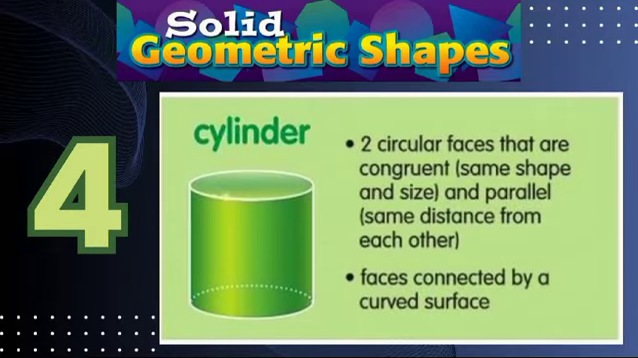Number 4, cylinder: two circular faces that are congruent, same shape and size, and parallel, the same distance from each other. The faces are connected by a curved surface.